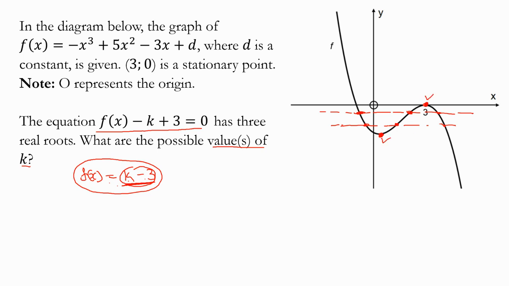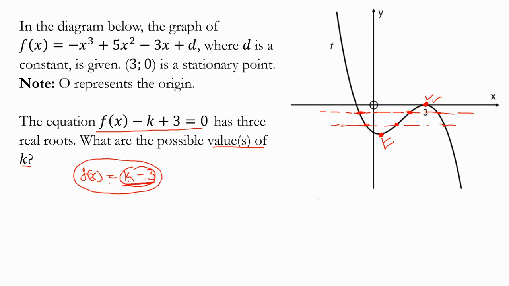So it means we need to get the coordinates of what? Of these turning points here. We need to get the coordinates, both x and y coordinates, because we need the x coordinates to find the y coordinates. And then to answer this question, we need the y coordinates. We are saying k minus 3 must be between this point and this point.